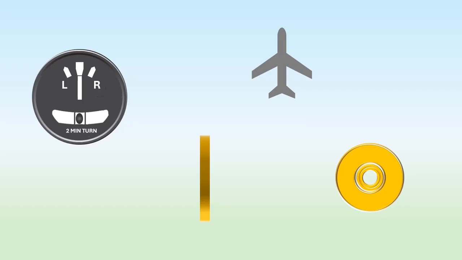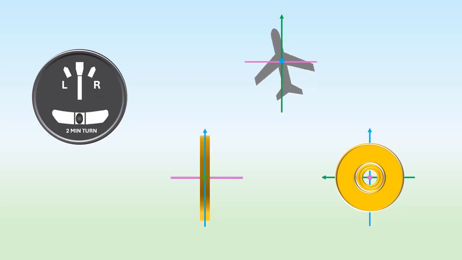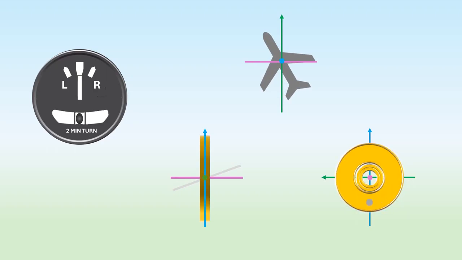Let's see what happens when the airplane yaws. Notice how the gyro is viewed from a different angle compared to the aircraft, as indicated by the axis. When the airplane yaws, it rotates around the vertical axis, imparting a twist to the gyro's spinning axis. This twist lands horizontally on the gyro, but due to gyroscopic precession, its effect is delayed by 90 degrees in the spinning direction, causing the gyro to tilt.